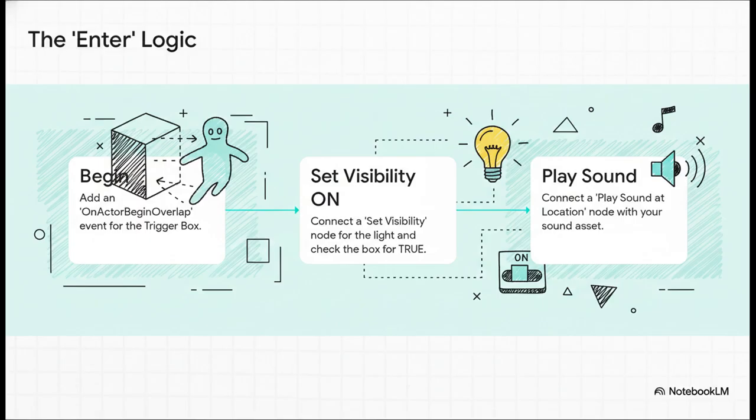From there, connect it to a Set Visibility node for your light, and make sure you check the little box for True to turn it on. Then, let's chain that to a Play Sound at Location node and pick the sound you imported.